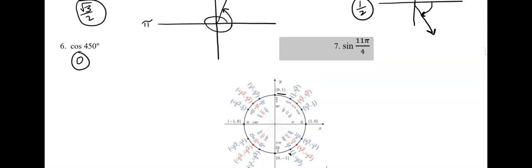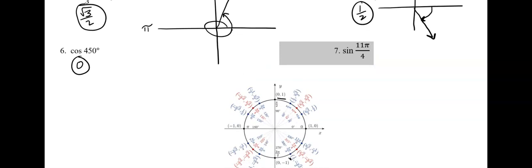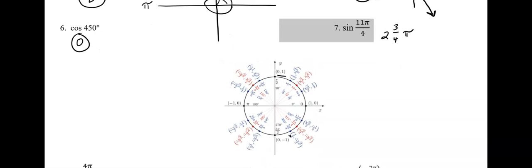All right. For 11 pi over 4, that's 2 3/4 pi as a mixed number. That might help you to come up with where that angle is. So again, that's 2 pi all the way around, and then just 3 pi over 4, which is another way of saying 3/4 pi. That's where I'm landing. And sine is the y-coordinate, so I just look at the y-coordinate there for that angle where it hits the unit circle. And so my answer is the square root of 2 over 2.